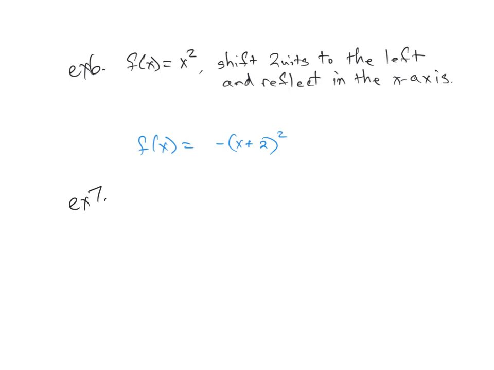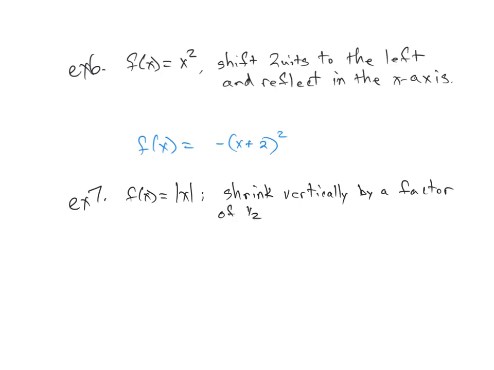Number 62 is f of x equals the absolute value of x. All right, so shrink vertically by a factor of 1/2. Shift to the left 1 unit. And shift up 3. All right, I'll pause it, give you a minute.